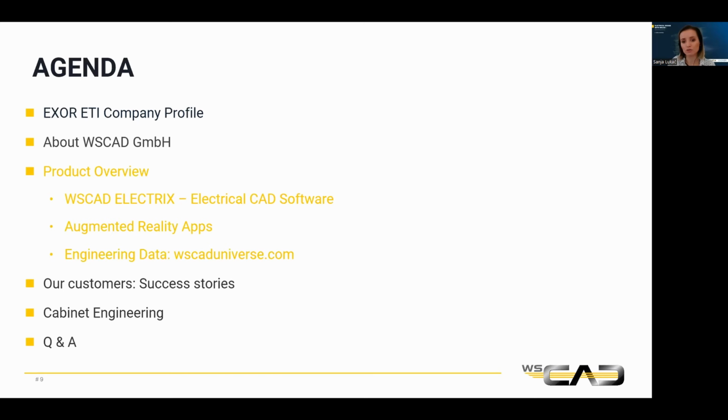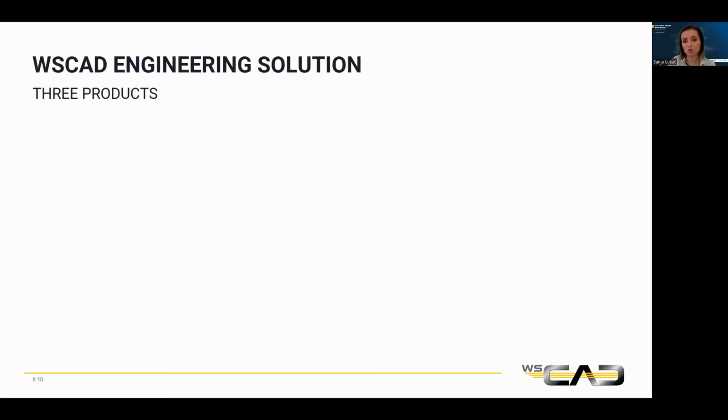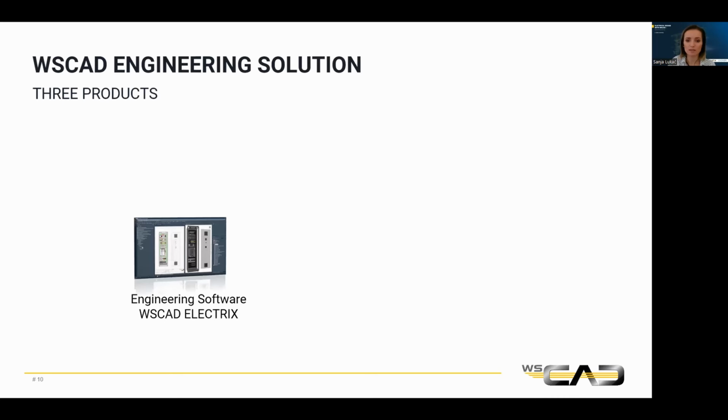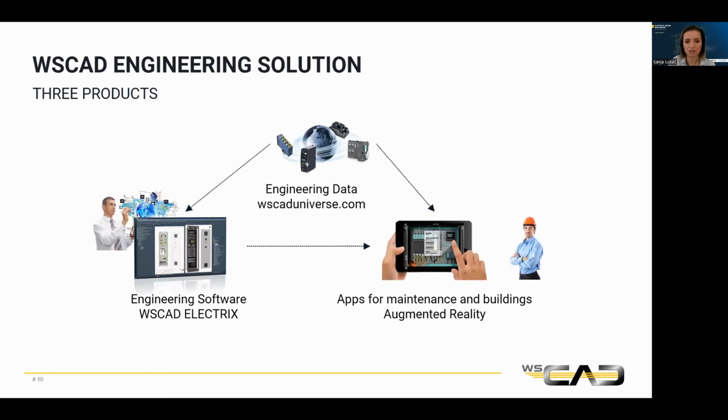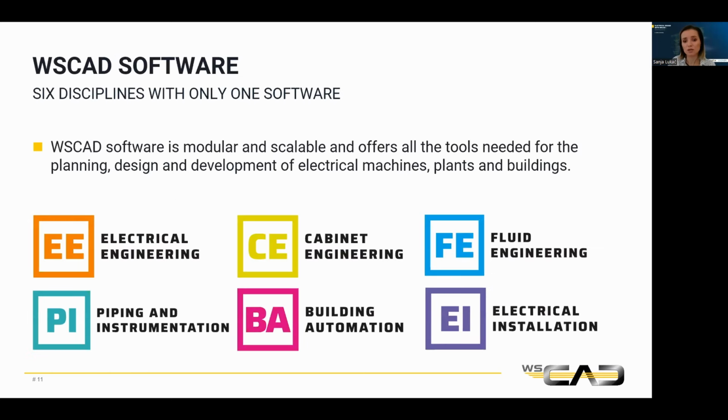Then we will continue with the project overview. This solution is made up of 3 components. The first one is the software WSCAD Electrix, which is the latest version. The second part is WSCAD Universe, and last we have the AR application. This is modular and scalable software useful for planning, designing, and development of electrical machines, plants, and buildings. It is present in 6 disciplines: electrical engineering, cabinet engineering, fluid engineering, P&ID, building automation, and electrical installation. Today, we will be focused on the cabinet engineering discipline.